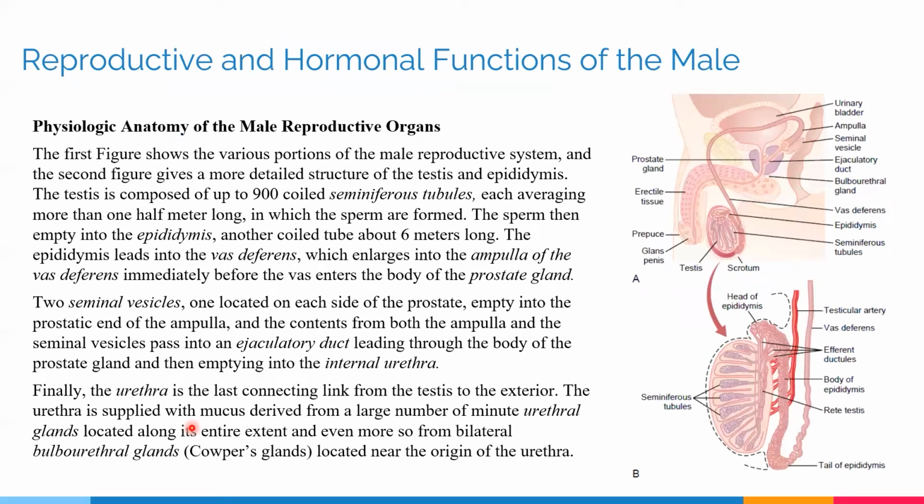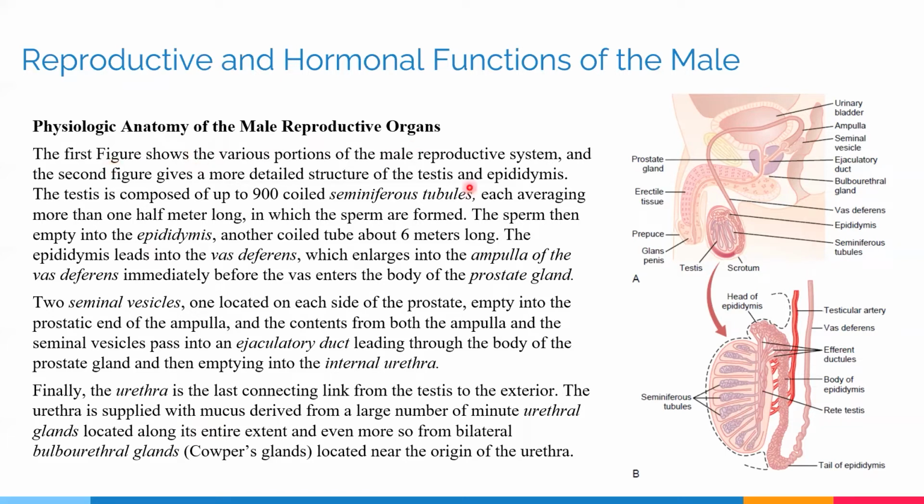Now, after looking into the pancreas, we finally change gears and look at the reproductive and hormonal functions of male, following which we will look into the reproductive and hormonal functions of female. So let us get started with this part of the lecture. So first we're looking into the reproductive and hormonal functions of the male. First we look into the physiologic anatomy of the male reproductive organs.